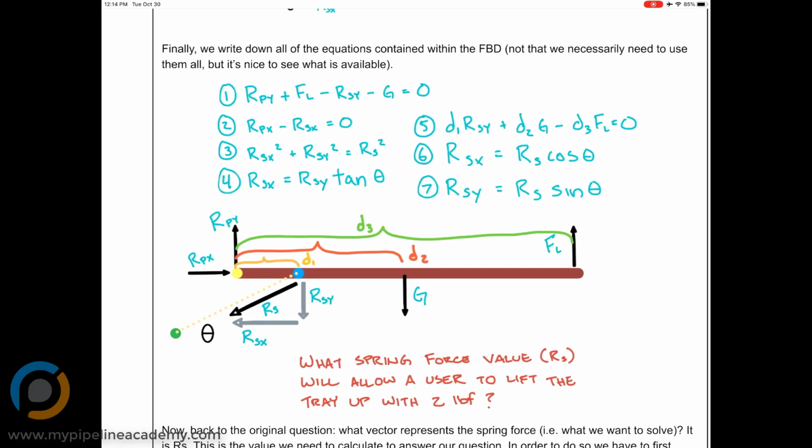Let's see, number 4. Rsx equals Rs tangent, if we have the opposite.